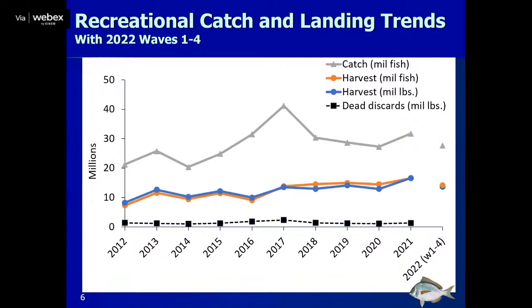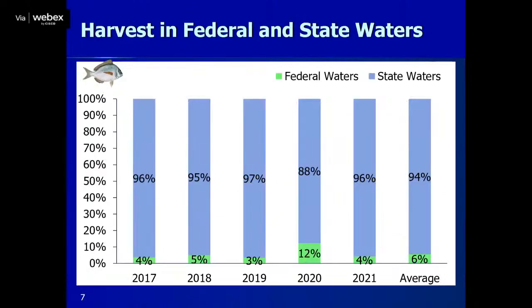And I'd also like to note that preliminary 2022 data is only about 3 million pounds below total harvest for 2021. So it's possible that total 2022 harvest will be similar or even an increase compared to 2021. For Scup, over the past 5 years, the majority of harvest has occurred in state waters, averaging about 94% of total coastwide.